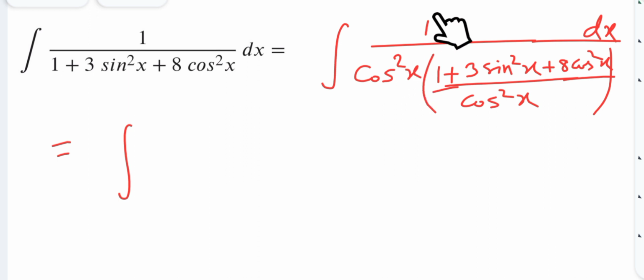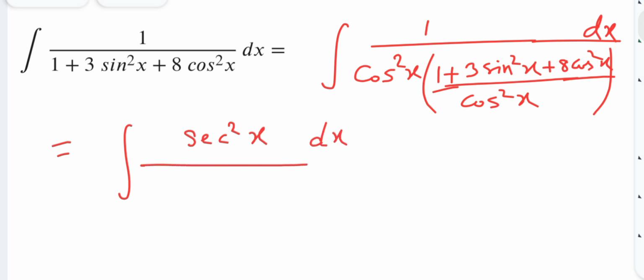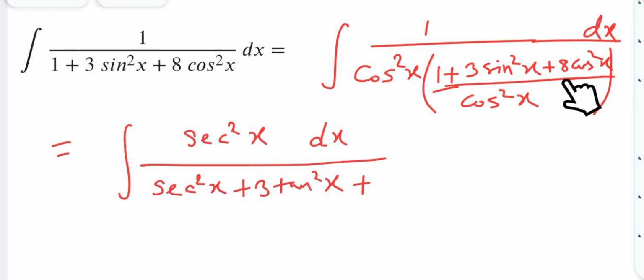Now if I write the next step, this 1 upon cos square x will go up and become secant square x. So I will write secant square x dx in the numerator. In the denominator, first term is 1 upon cos square x, which I write as secant square x. Second, 3 sin square x divided by cos square x, so 3 into sin square divided by cos square will become 3 tan square x. And next term, 8 cos square x divided by cos square x will cancel, so only 8 will remain.